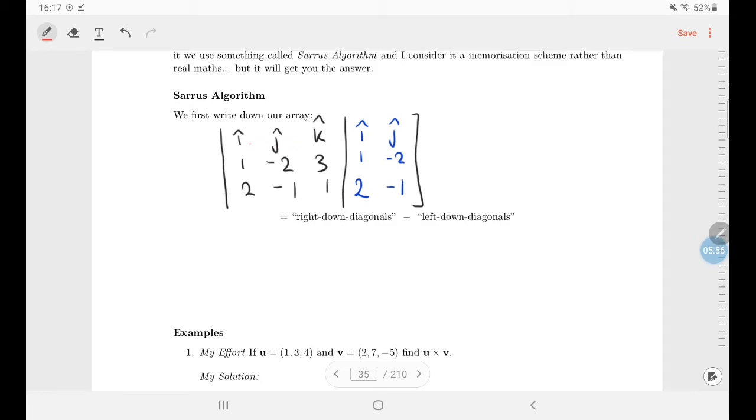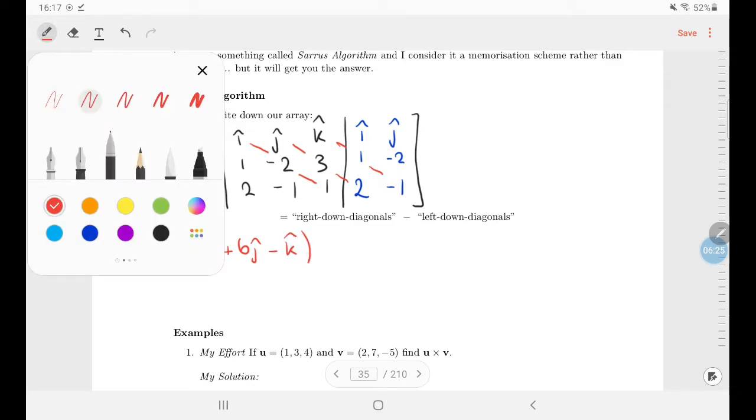So you do I by minus 2 by 1. That's one of the right down diagonals, plus J by 3 by 2, plus K by 1 by minus 1. That's the right down diagonals. We'll do that here. So I by minus 2 by 1 is minus 2I. J by 3 by 2 is 6J. And finally, K by 1 by minus 1 is minus K. So that's your right down diagonals.